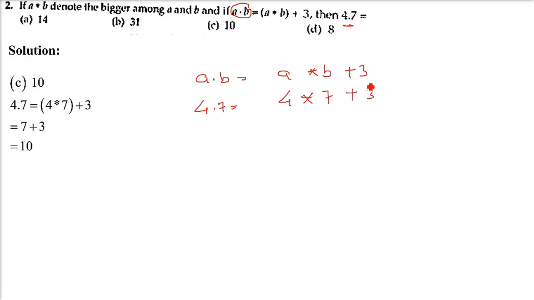But what is the operation? It is clear, given that A star B denotes the bigger among A and B. So which one is bigger, 4 and 7? 7 is the bigger one. So just write 7 here, and then add it with 3. So what do you get? You get 10. This is C.